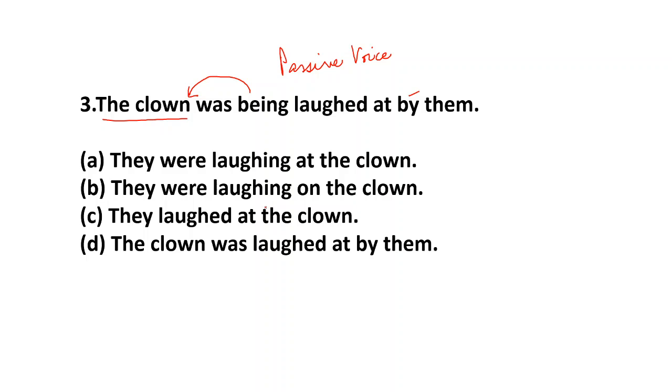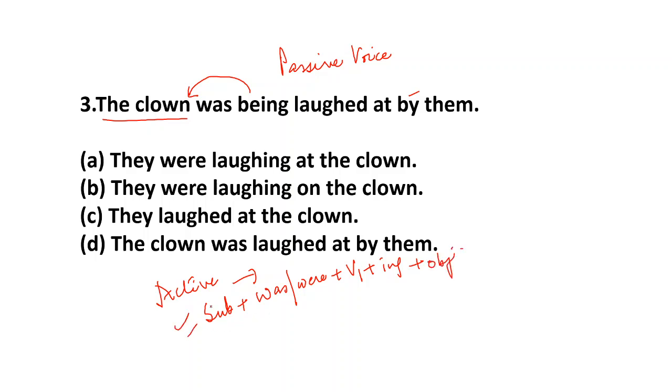Now here the answer will be, they were laughing at the clown. They laughed at the clown. The clown was laughed. Now you have to make it into active voice. So you see here in the past continuous tense, what was the rule? I said that in the past continuous tense, the subject will be there, plus was or were, plus V1 plus ing plus object.